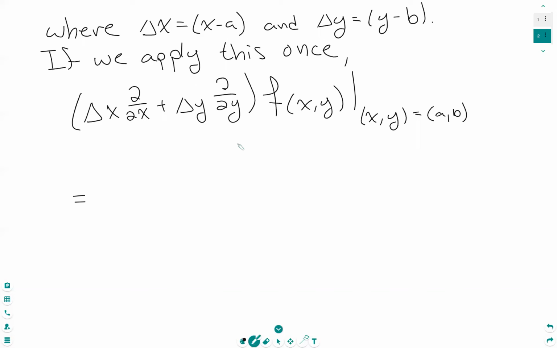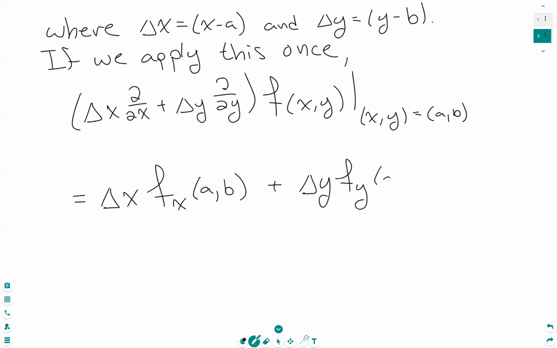So this is equal to delta x times the x derivative at a and b plus delta y times f of y at a, b. So what I'm doing is I'm considering delta x and delta y to be constants once I plug this in here, right? Otherwise, it would have just been 0. So we don't plug a, b into delta x and delta y. We keep them like this until the evaluation is over with.